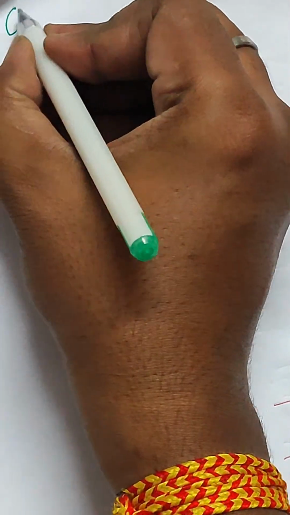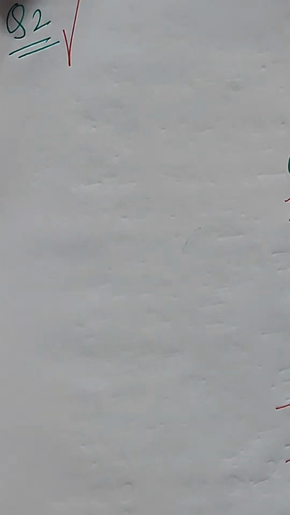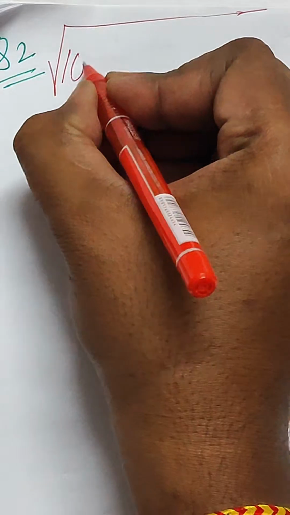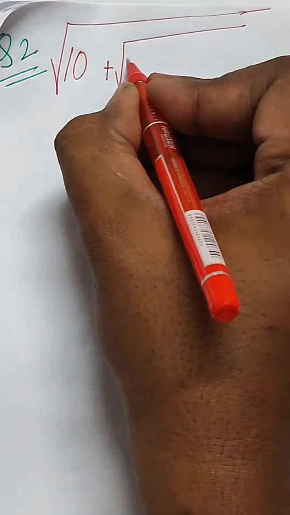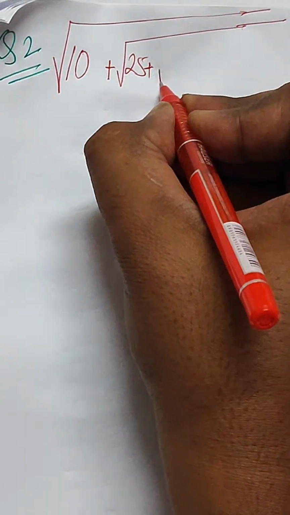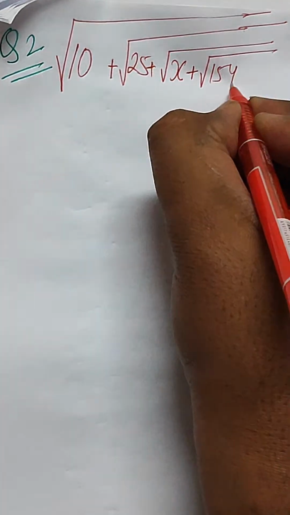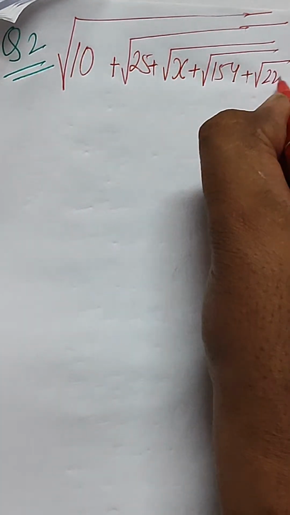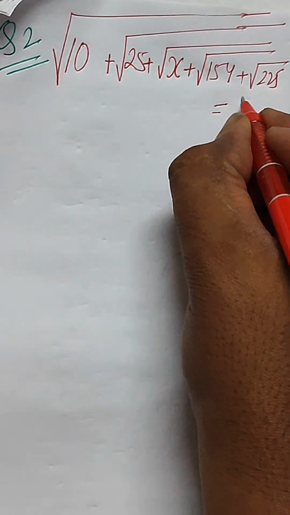Question number 2. What was question number 2? The question number 2 was that we have to solve a very big root, the bigger root over of 10 plus root over of 25. You can see this root is continuing like this, root over 25 plus root over of x plus root over of 154 plus root over of 225, right? And this is equal to 4.